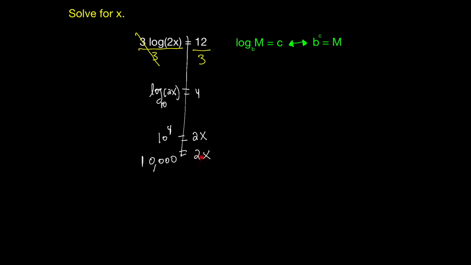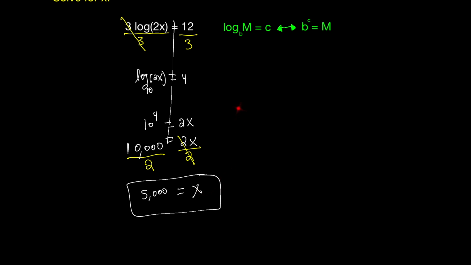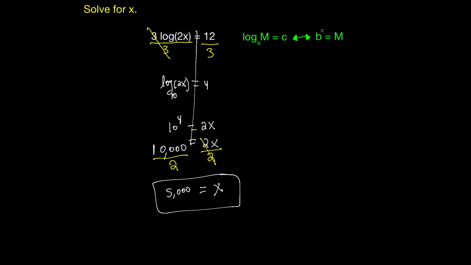The last thing I have to do is to isolate x, and I can do that by performing the inverse operation, which would be to divide by 2. So my 2's cancel out on the right hand side, leaving me with x. And on the left hand side, half of 10,000 is going to be 5,000. So x is equal to 5,000. And since I'm going to have a positive quantity inside of my argument, since 2 times 5,000 is positive 10,000, this solution checks out. And that would solve for x.